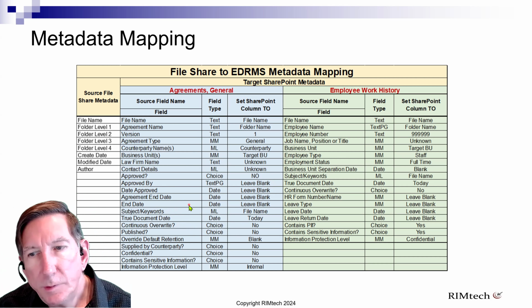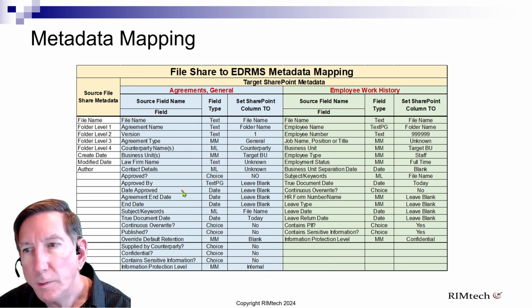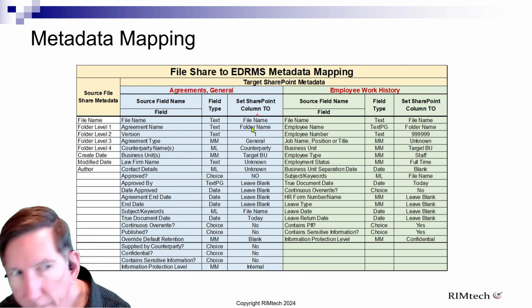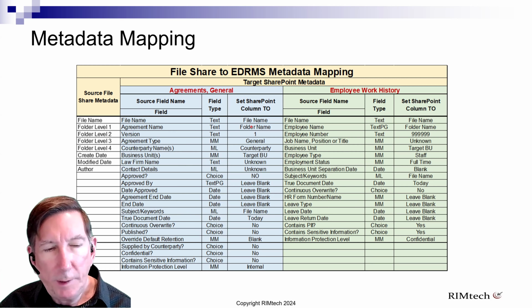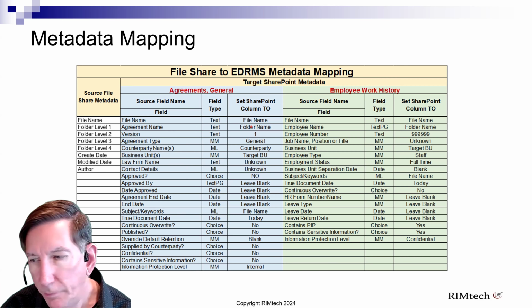We have to make a decision for each one of these target or destination columns. We have to make a decision and record it by filling out a spreadsheet. Then that spreadsheet becomes a mapping for whatever migration software tool you're using, be it ShareGate or whatever.